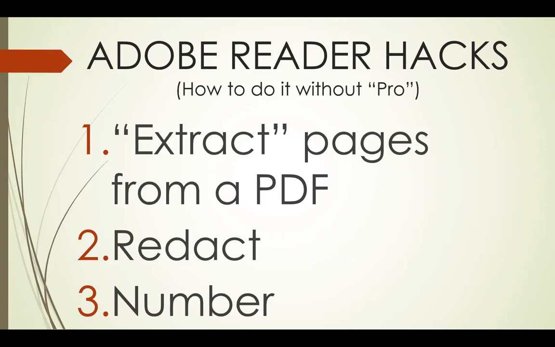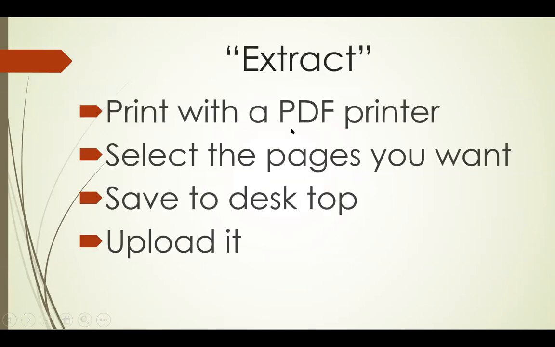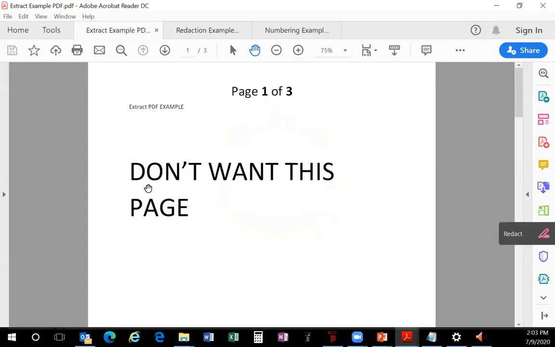Here's three things you can still do that I figured out. First thing is extract, second is redact, and the third is numbering. So to extract, all you've got to do is use a PDF printer. It's pretty straightforward once you know how to do it. So there's just one trick to making sure you do it right.